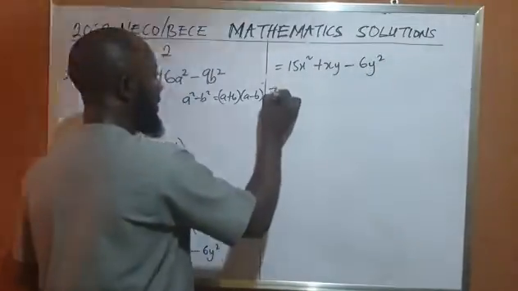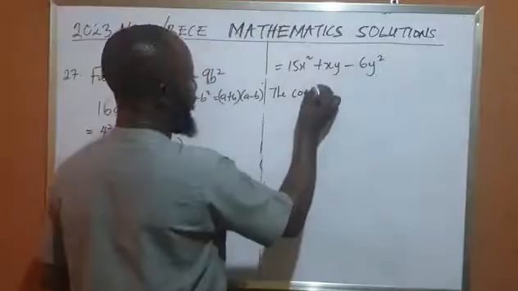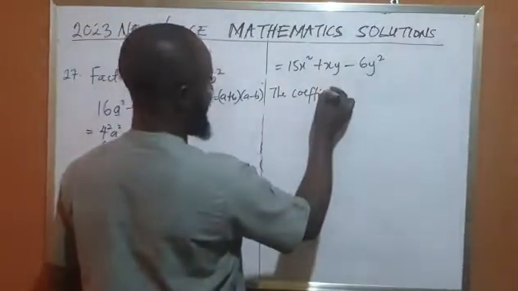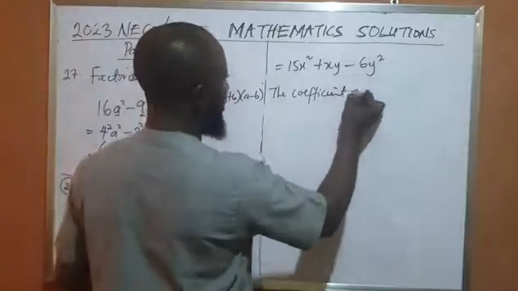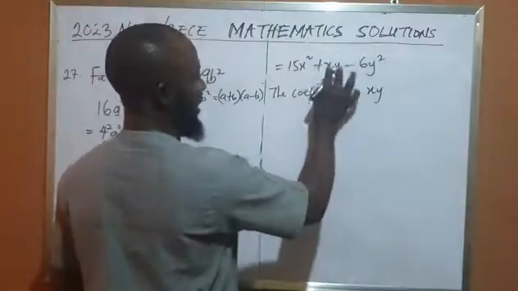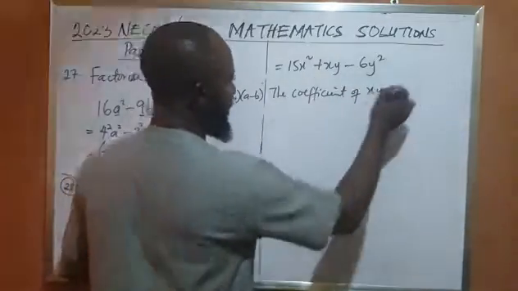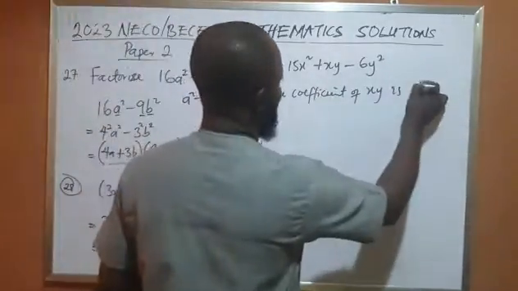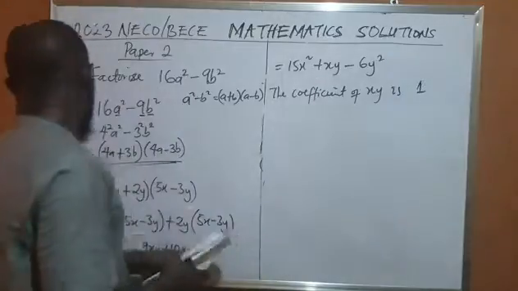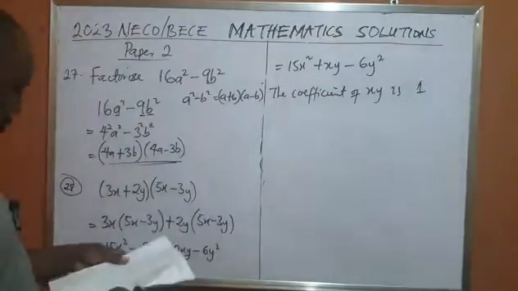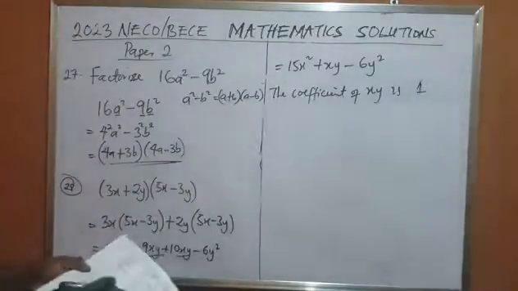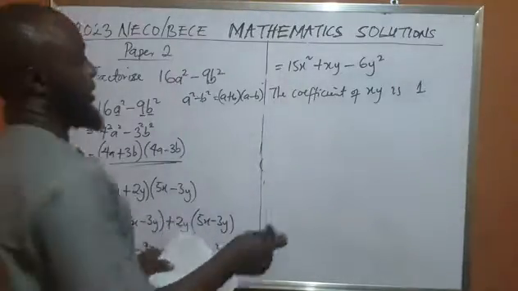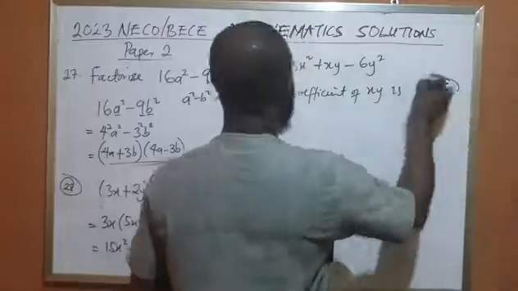So the coefficient of xy here, how many xy is this one? 1. So the answer is 1. From what we have in the options, that's option C. So the answer is C.